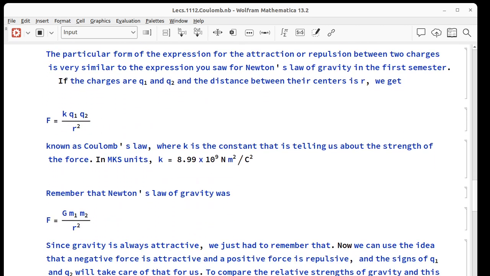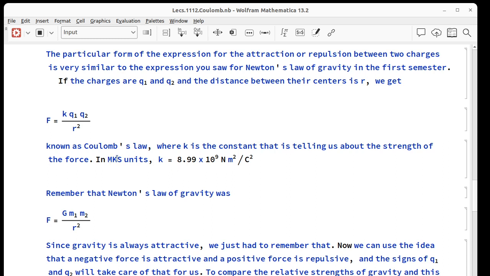Once we get these things charged, what we can see is there is an attraction or a repulsion between them. And it turns out that the actual form of the expression that tells us how strongly they attract or repel each other is exactly like what you saw for Newton's law of gravity last semester. If we write our charges as Q1 and Q2 and we say the distance between their centers is R, we get that the force between them is K Q1 Q2 divided by R squared. This is called Coulomb's law, and K is the constant that tells us about how strong the force is.